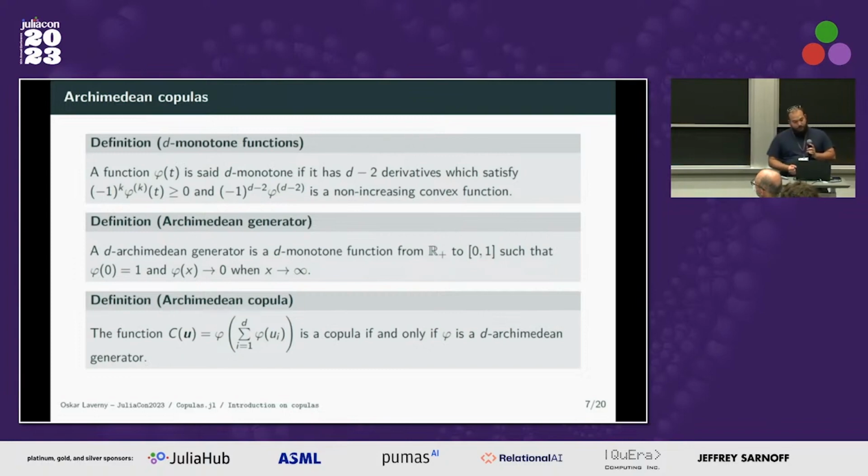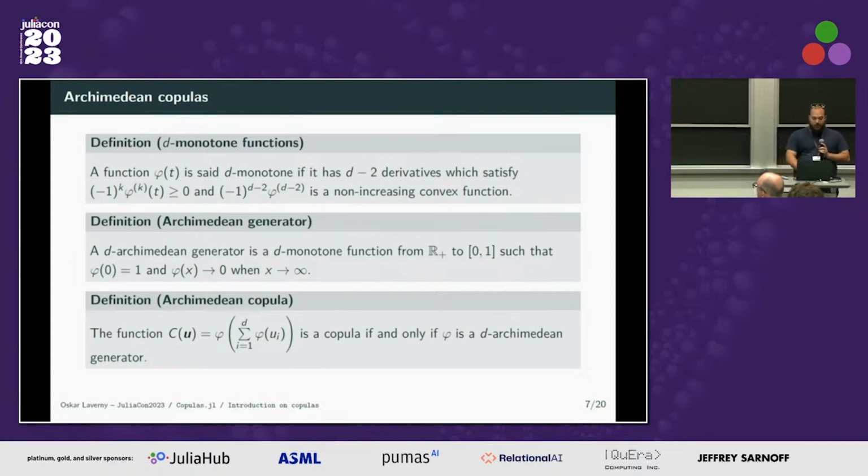A function that has this property for all d, for example, will be called completely monotone, and these are functions that are really smooth. Like if you take, for example, exponential minus t, that's a function that is completely monotone. From this function, we define Archimedean generators, which are d-monotone functions that are normalized to be 1 at 0 and to go to 0 at infinity.